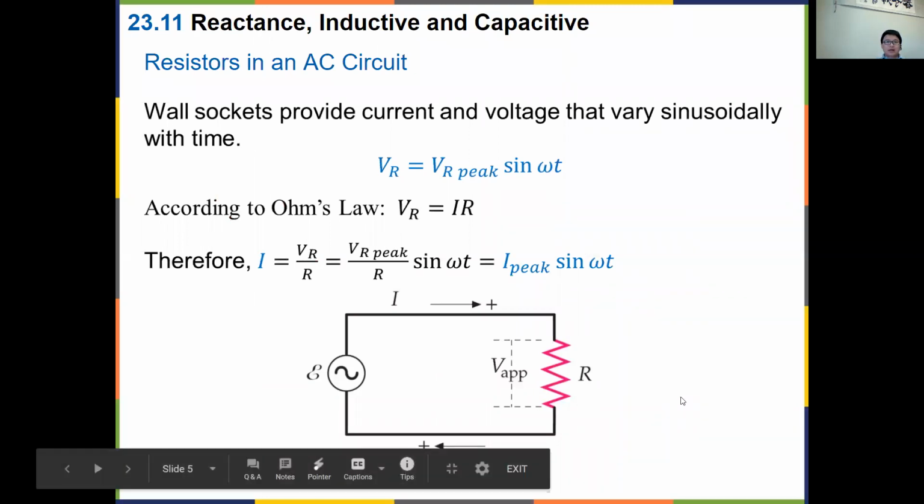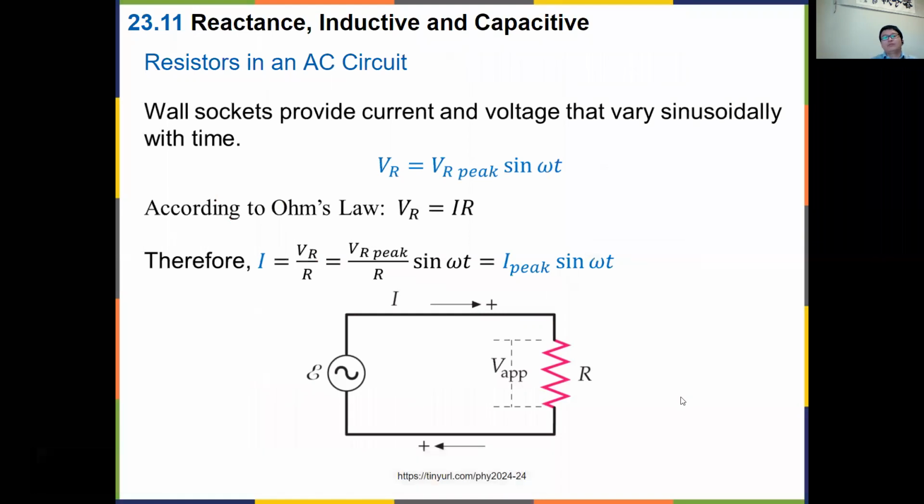Today we are going to look in more detail at the different elements in the AC circuit. We have been looking at DC circuits, which means direct current circuits. In those, your voltage or current doesn't flip directions.